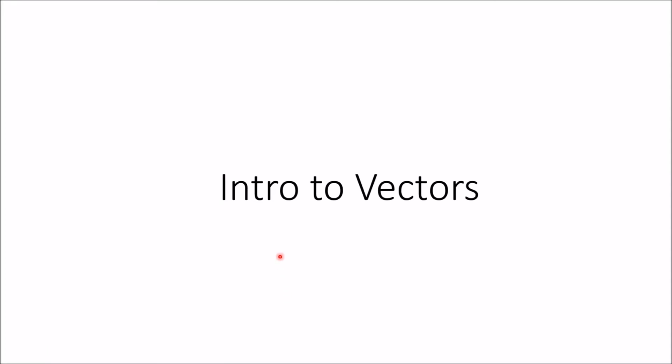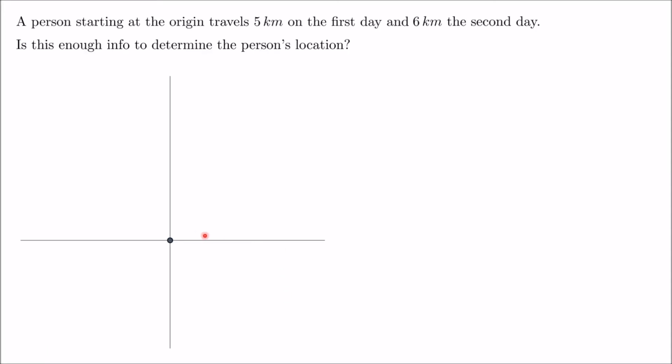In this video, we're going to make an introduction to vectors. So suppose we are told a person starting at the origin here, and they travel 5 kilometers on the first day and 6 kilometers on the second day. Well, the question is, is that enough information to determine where the person will be?